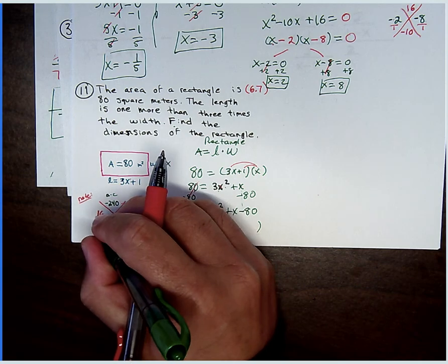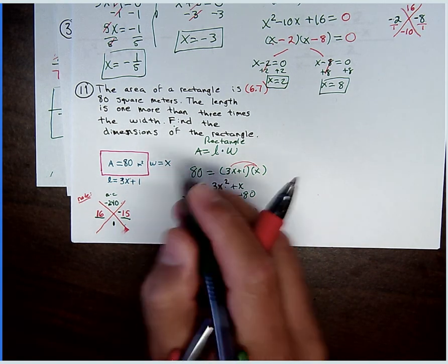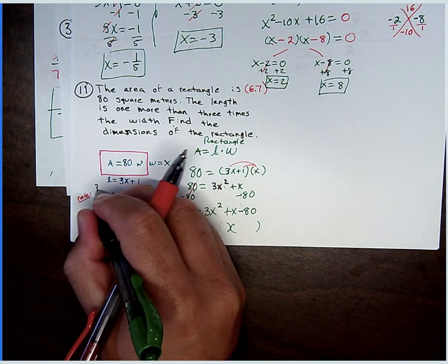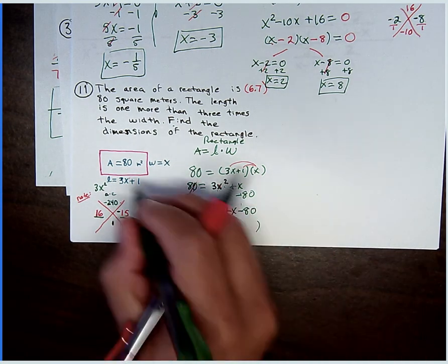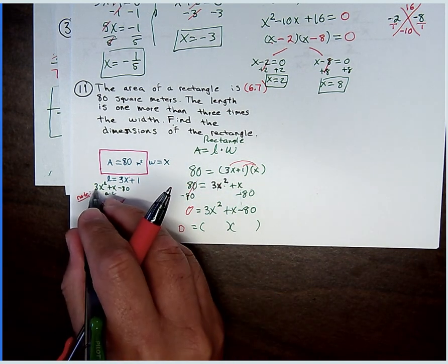So below it, you need to pull down the leading coefficient of this. So this one. So let me write it here. 3x squared plus x minus 80. So that leading coefficient goes here.